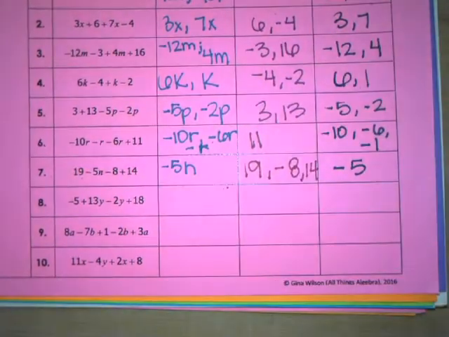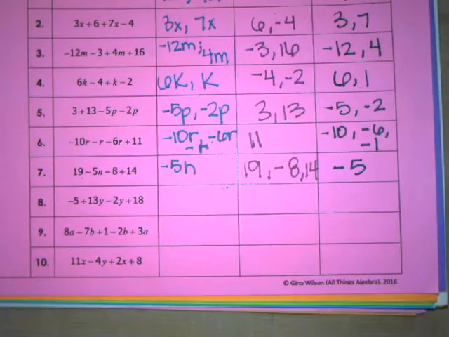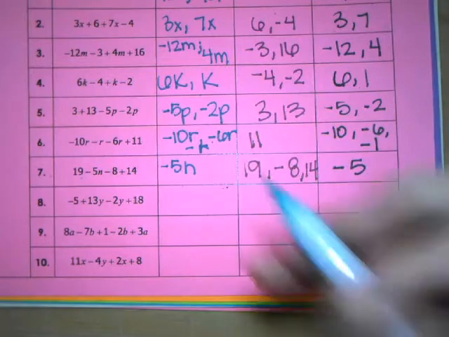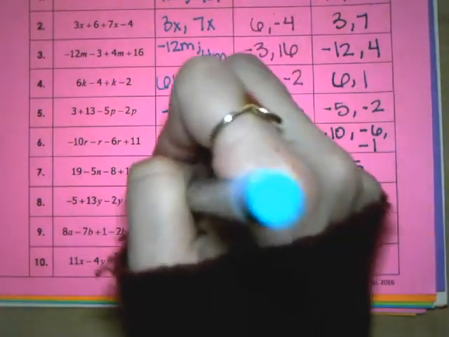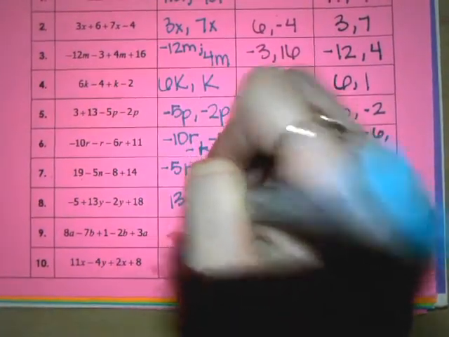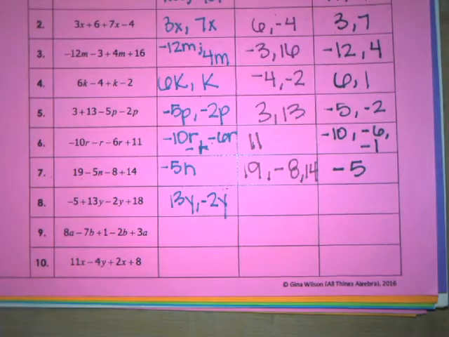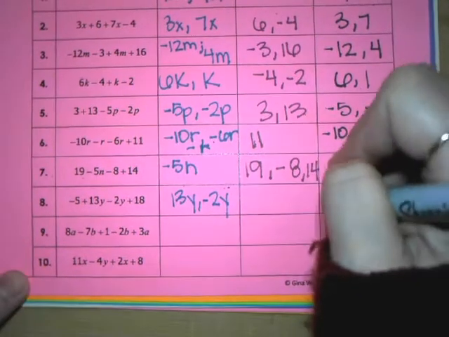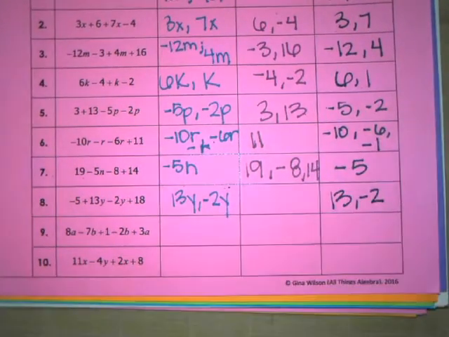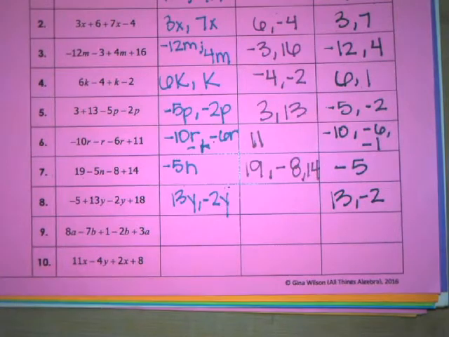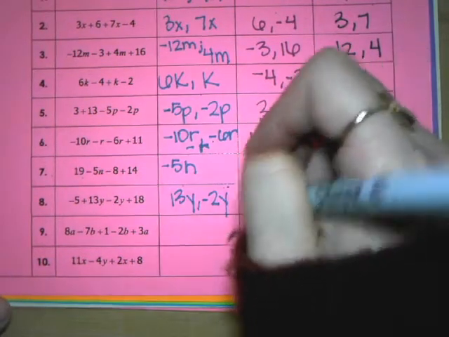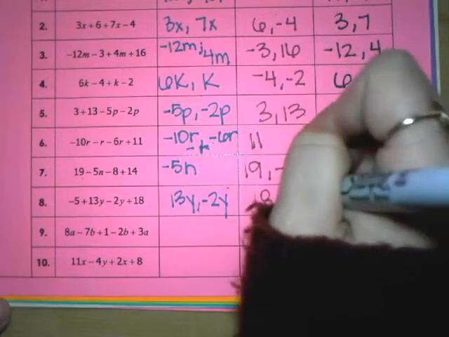Excellent. 19, -8, and 14. Perfect. 22. What are my variable terms? 13y and -3y. Perfect. 13. What are my coefficients? 13, -2. Perfect. Number 20. What are my variable terms? Constant terms. 18 and -5.